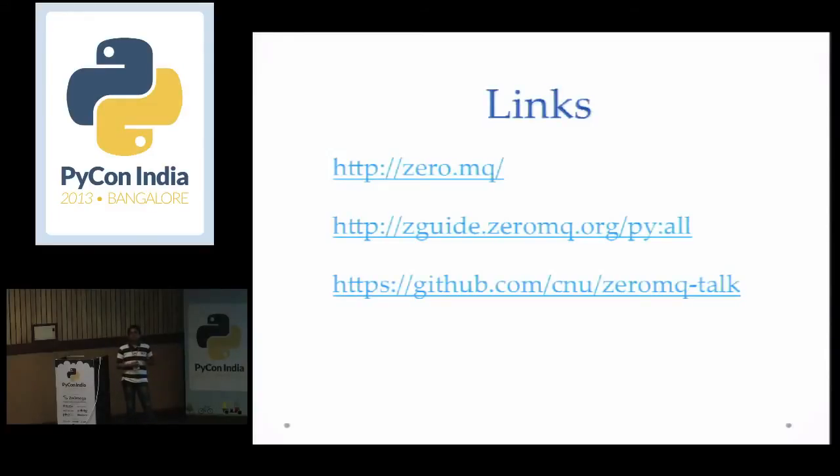So this is the basic talk, and for more information about ZeroMQ, you can go to zero.mq, which is a basic site, and I highly recommend zguide.zeromq.org, which is like a huge page of guide, which you can print out as a book, and you would have a lot more patterns and various other things that you can do with ZeroMQ. And by the way, the code examples that I showed are available at GitHub. I have uploaded them to github.com/cnu/0mq/talk.